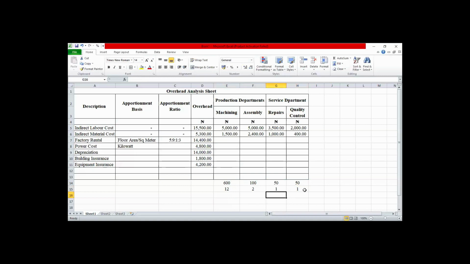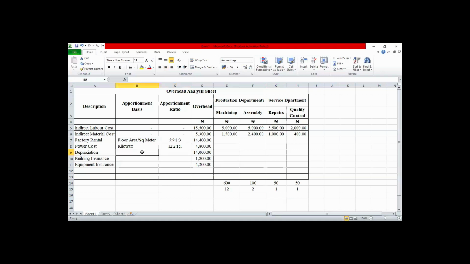Is it clear? Yes, sir. Okay, continue. Here we now have 12 ratio 2 ratio 1 ratio 1. Is it clear up to that level?